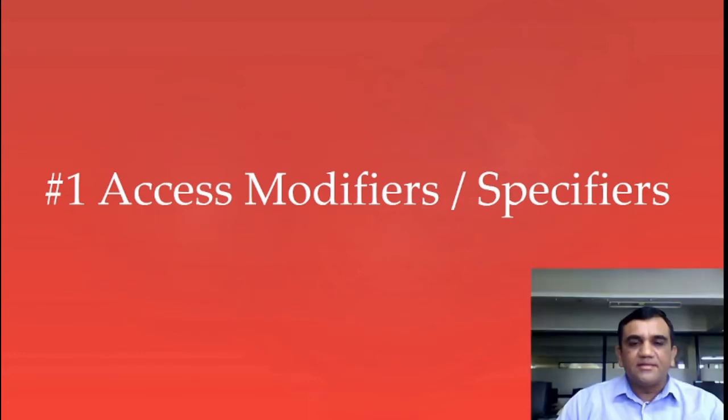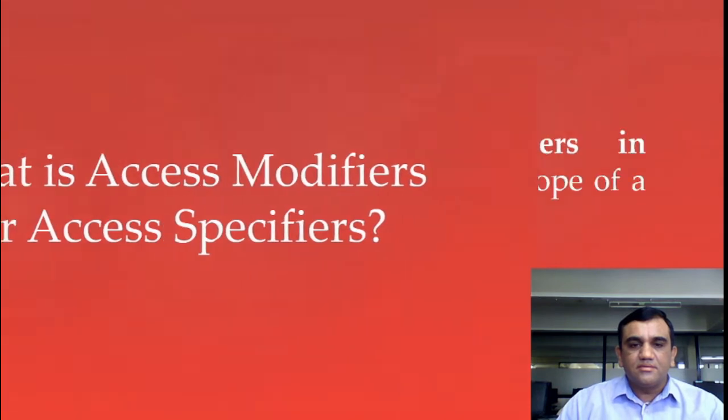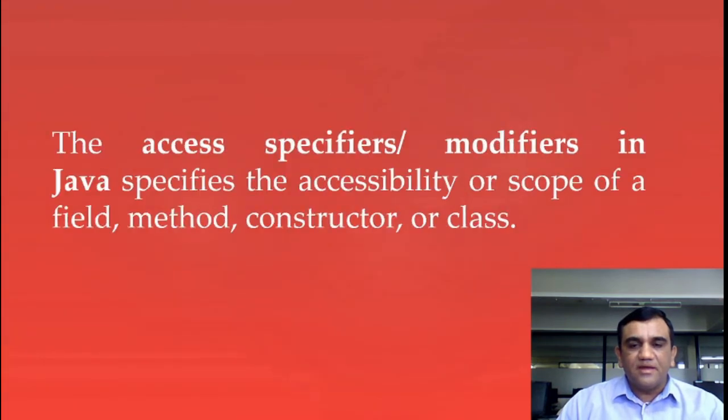Good morning, friends. The objective of this session is to understand the various access specifiers or modifiers available in Java, and the static data members and functions. So what exactly are the access modifiers or specifiers? The access specifiers or modifiers in Java specify the accessibility or scope of a field, method, constructor or a class.